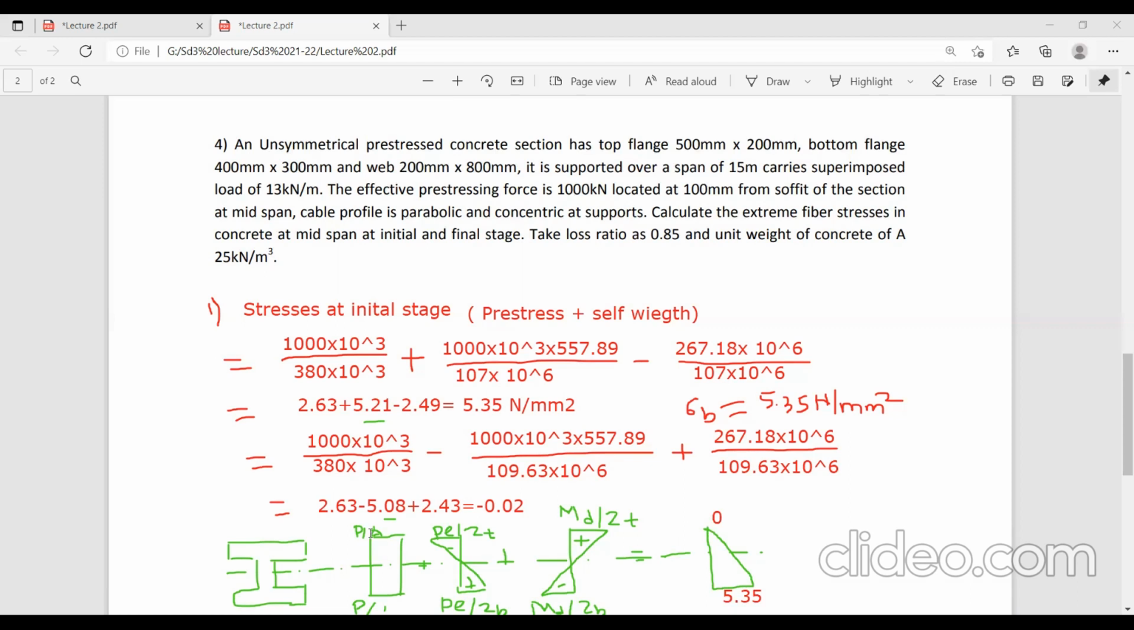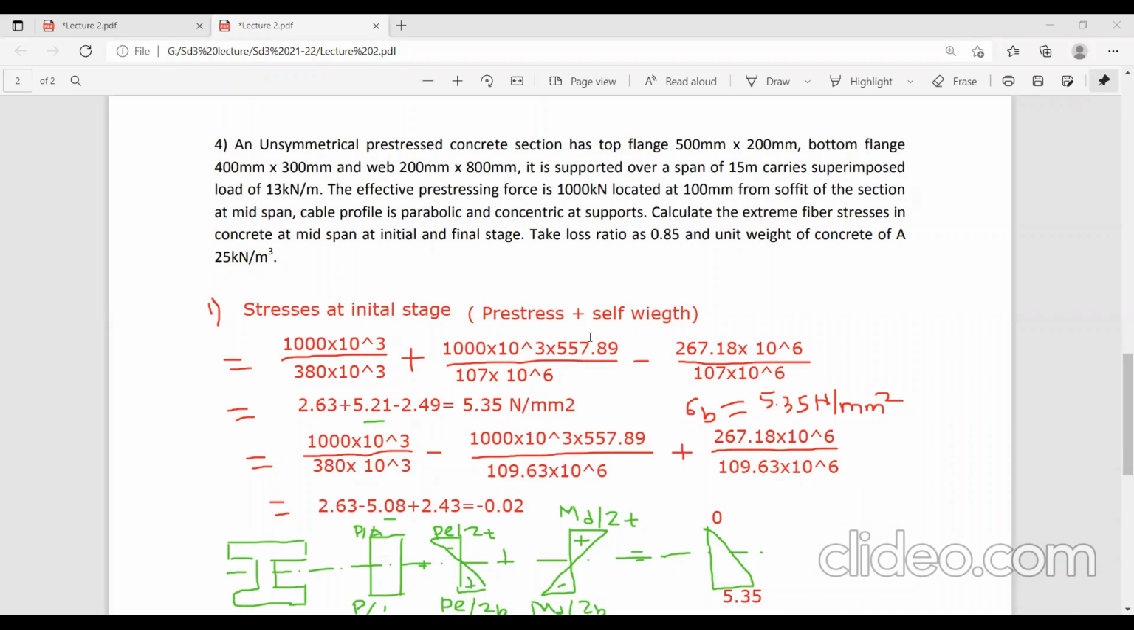First of all, there is direct stress P by A, then plus at the top tension P by ZT, at the bottom compression P by ZB due to the pre-stressing force. Hogging type of bending occurs, that's why at the top it is tension and at the bottom compression. Due to self-weight, sagging type of bending occurs, at the top compression and at the bottom tension. Adding all these stresses, at the top it is 0 and at the bottom it is 5.35. This is the initial stage, meaning pre-stressing plus self-weight.